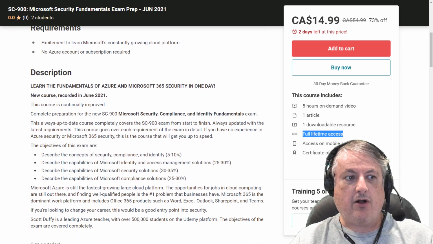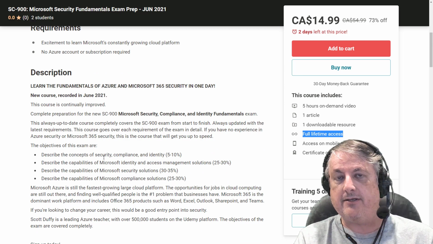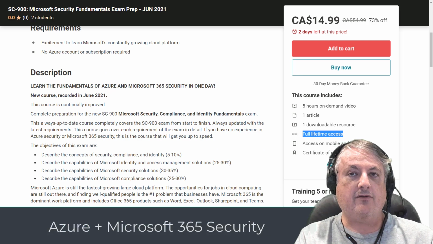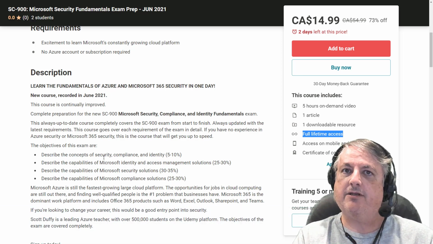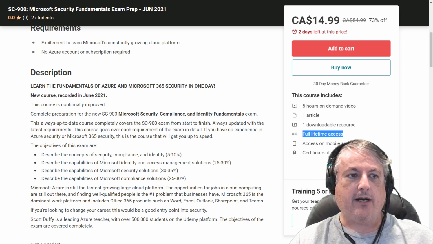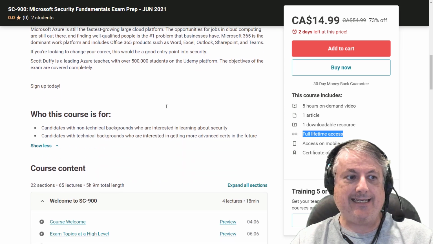And so it covers all of the requirements of the exam. Now it's good to know that this Security Fundamentals exam is not just for Microsoft Azure, it also covers Microsoft 365, which is all of the Office 365, Microsoft Teams, SharePoint Online, and all of those related products. So this course covers security, compliance, and identity.